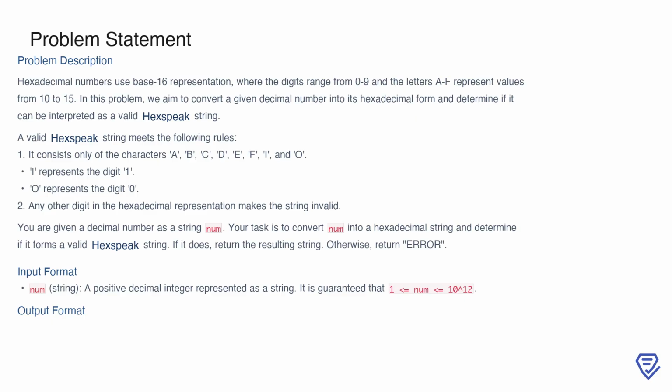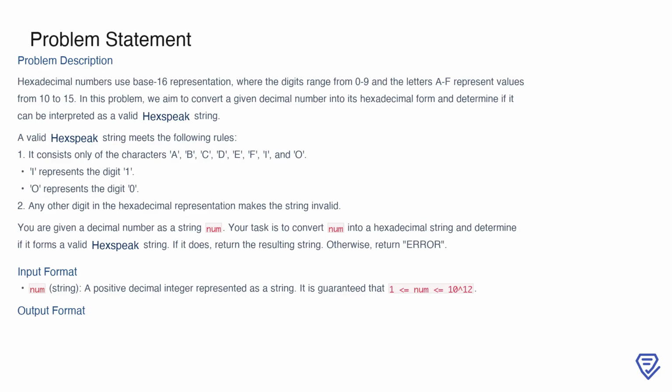A Hexspeak string is considered valid only if it contains specific characters, A, B, C, D, E, F, I, and O. Here, I corresponds to the digit 1, and O corresponds to the digit 0. Any other digit in the hexadecimal representation would make the string invalid. The goal is to return the converted Hexspeak string if it is valid, or error if it is not.